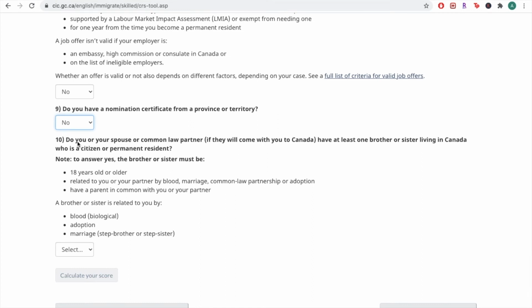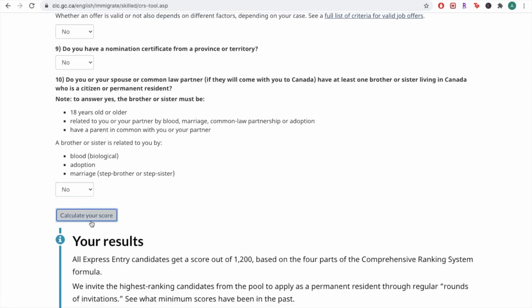And this one says, do you or your spouse or common law, if they will come with you to Canada, have at least one brother or sister living in Canada who is a citizen or permanent resident? If the answer is yes, the brother or sister must be 18 years of age, related to you by blood, marriage, common law, or adoption. So if you have a sibling here in Canada who is a permanent resident or citizen, or your partner's sibling, they can give you an extra 15 points. But because I do not have any sibling here in Canada, I'm going to pick no. And then all I have to do is calculate my score.